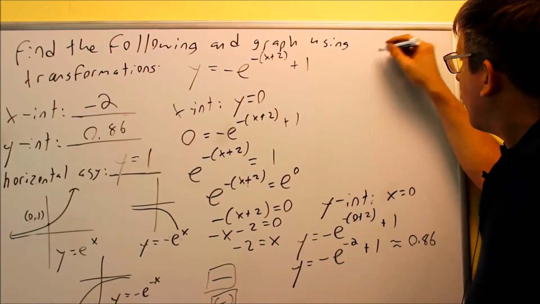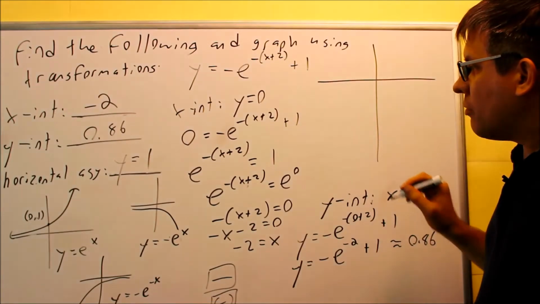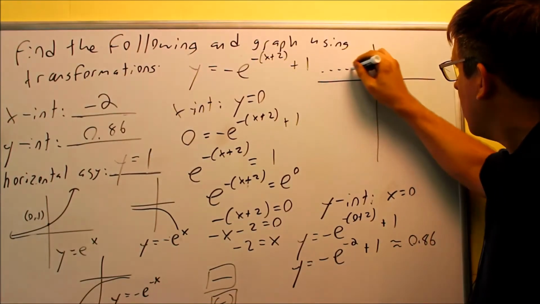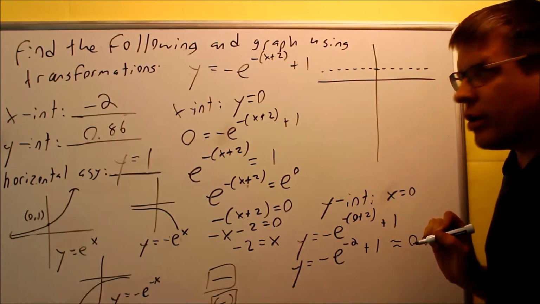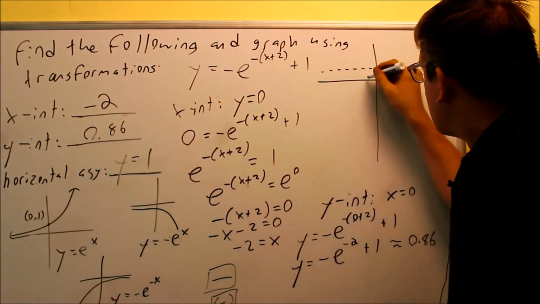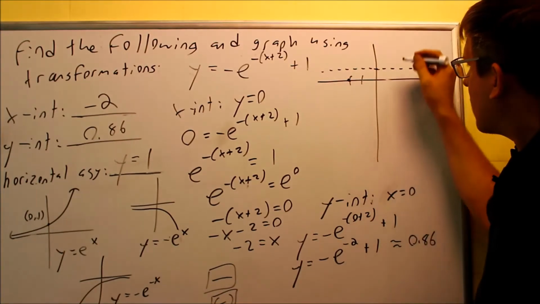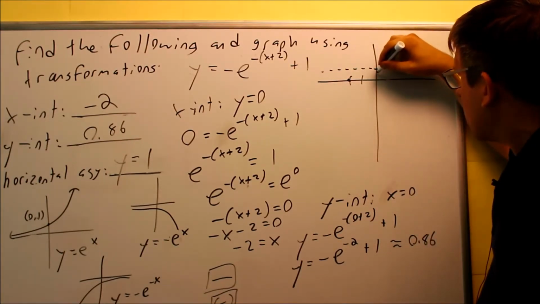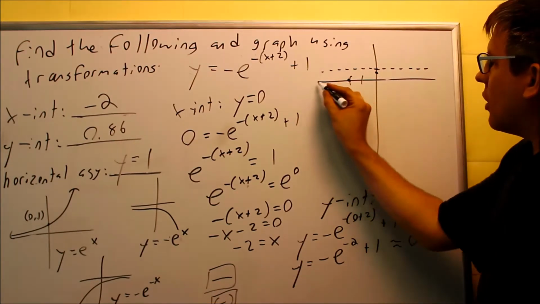So I'm going to put all this information together and do this graph. So first of all, my horizontal asymptote is 1. So that's my horizontal asymptote, a dotted line going through 1 there. There's my intercepts. It crosses the x-axis at negative 2. It crosses the y-axis at 0.86, which is about right here.